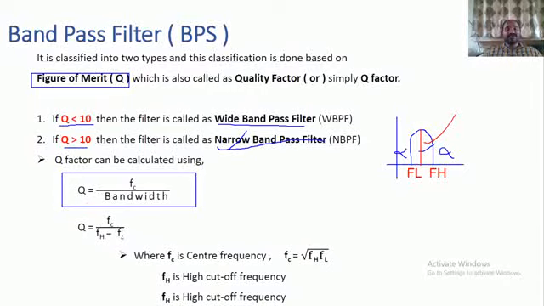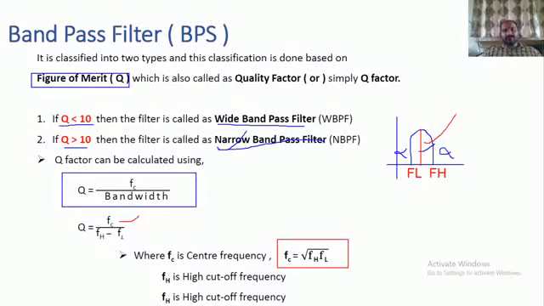So Q equals Fc by bandwidth, where bandwidth is the difference between the high cutoff frequency and the low cutoff frequency of the band pass filter. Fc is the center frequency. Now, how can we calculate the numerical value of Fc? We can use the formula Fc equals the square root of Fh into Fl.